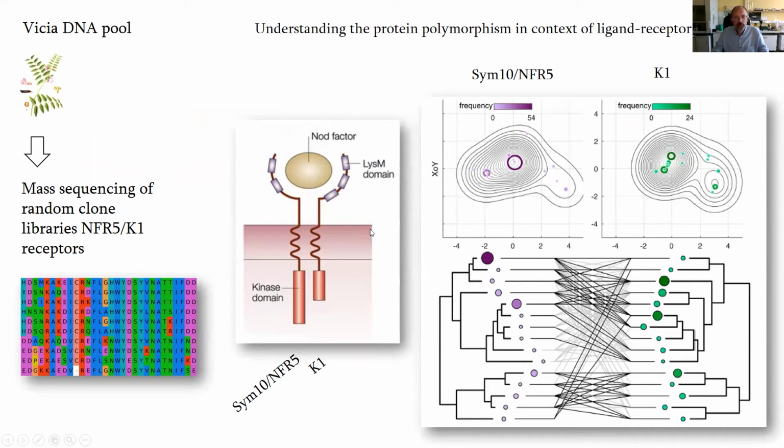And we tried to study amino acid polymorphism in a heterodimer receptor system. We prepared two random cloning libraries with this lysin motif domain, containing part of the two genes SYM10 and K1. It was about 100 random sequences in each library.